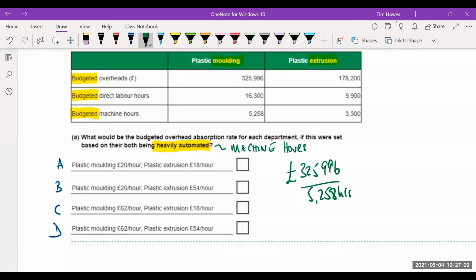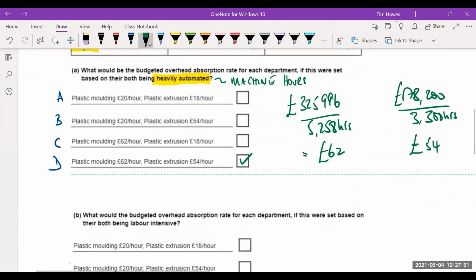5,258 hours. And on the extrusion side of things, 178,200 quid being spread over 3,300 hours. When you pop those into your computer, I think it's right in saying that that one comes out to be £62 and our friend over here comes out to be £54. And so we check it out, and what we see is that D is the correct response in that one. Boom, fantastic, excellent.